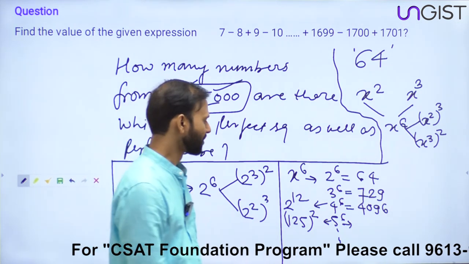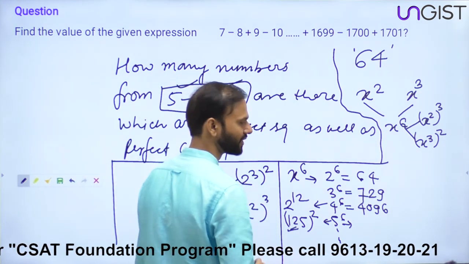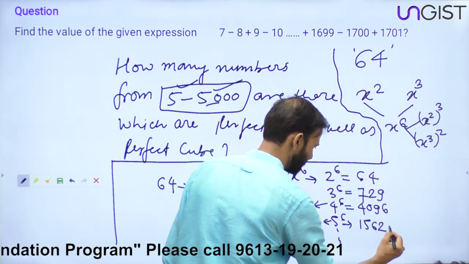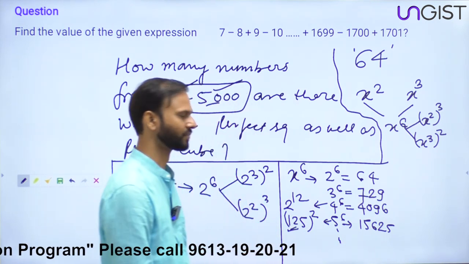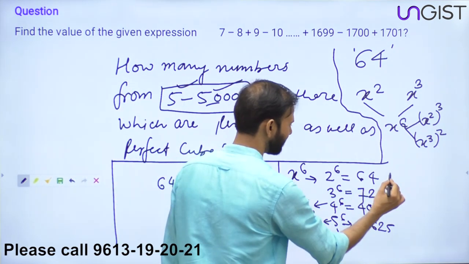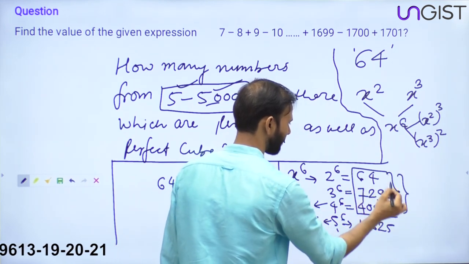By the way, let me write the square of this. So 12 into 13 is what? 156. So this is 15625. So this is out of the range. Fine, everyone? So only three such numbers are there in our range, which are 64, 729, and 4096.